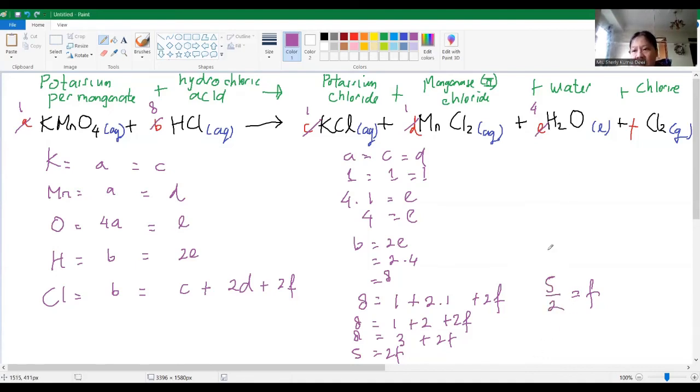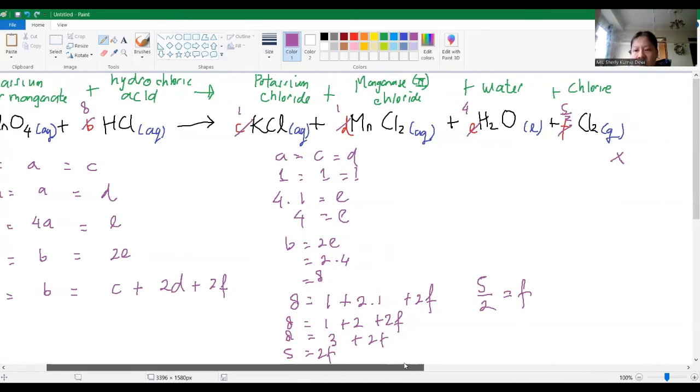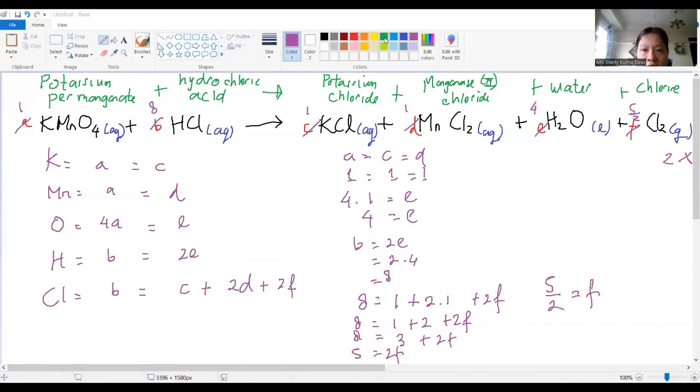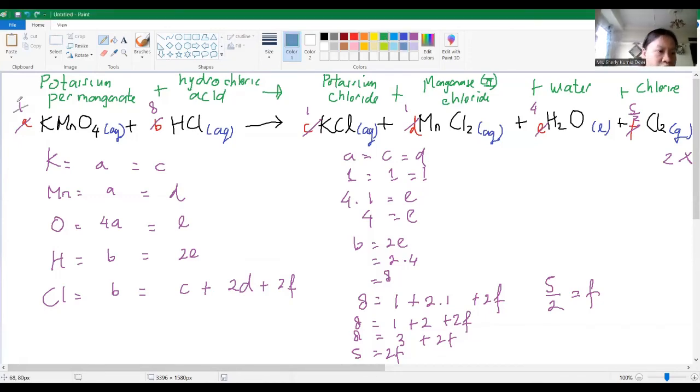We cannot put a fraction, so we have to multiply everything by 2. So in this equation, we need to multiply all of the equation by 2. Therefore, the conclusion is this one is 2, this one is 16, this one is 2, this one is 2, this one is 8, and this one is 5, because 5 per 2.